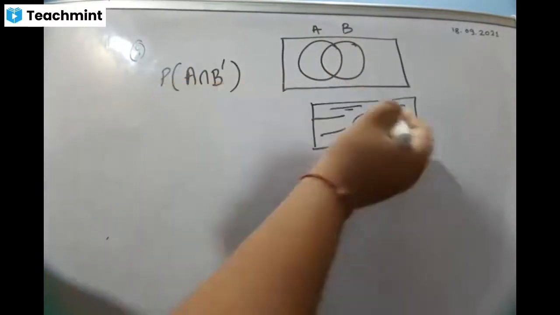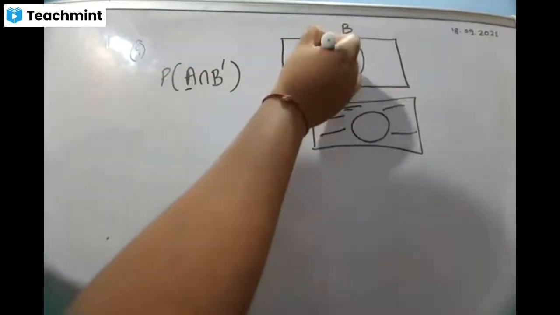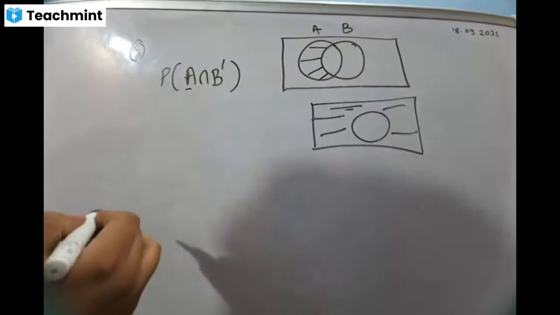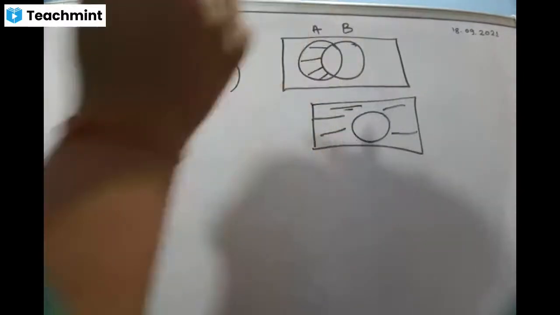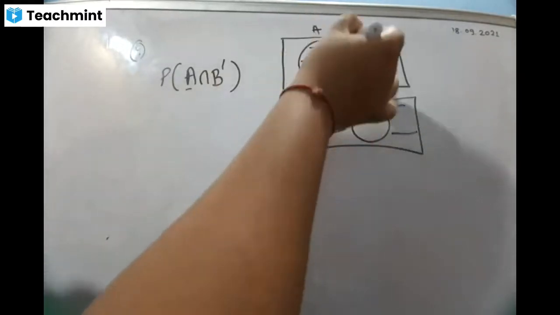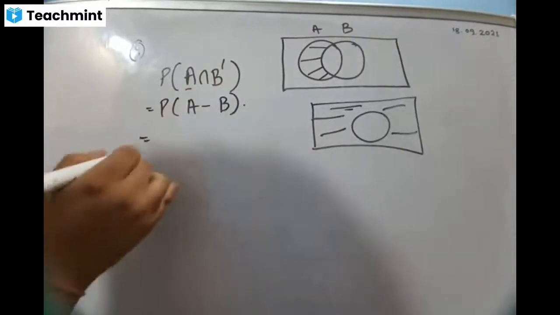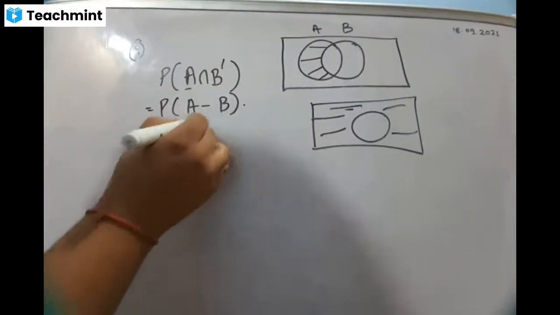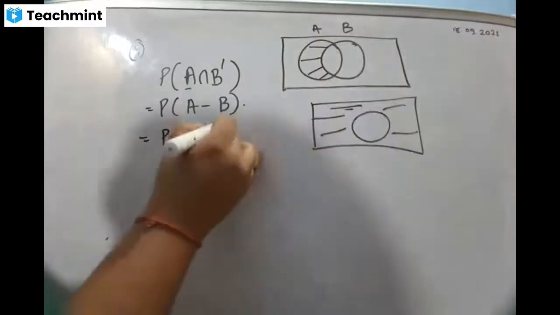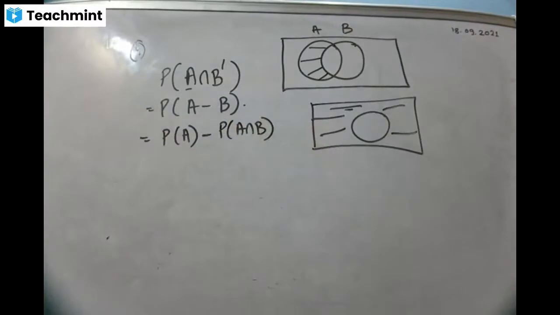So what is common between this region and A? A is only this. So what is common? Common means this. This region is common, yes or no? This region is common between this figure and this. So what is this called? This is nothing but probability of A minus B. And how do you write probability of A minus B? It means exclude this, that is, probability of A minus probability of A intersection B. I had already taught you how A minus B is A minus A intersection B. So this is the fourth formula.